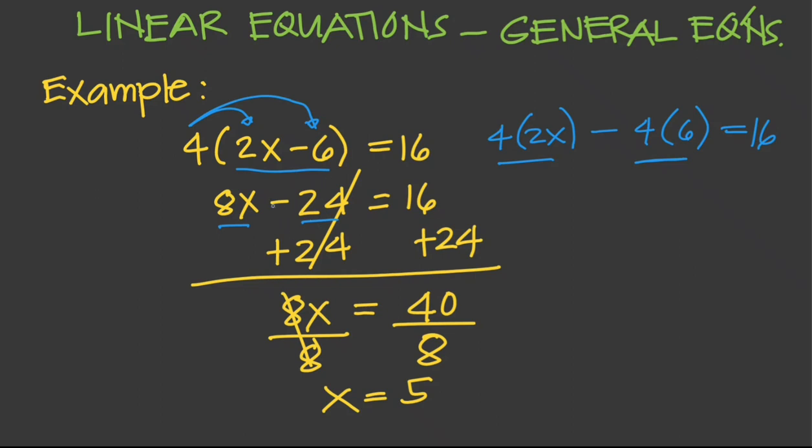So negative 24 plus 24 is equal to 0, and we are left with 8x. On the other side, we add 16 and 24, so we get 40 here. To solve for the value of x, we just have to divide both sides by the coefficient of x, which is 8. Then we get x equals 5.